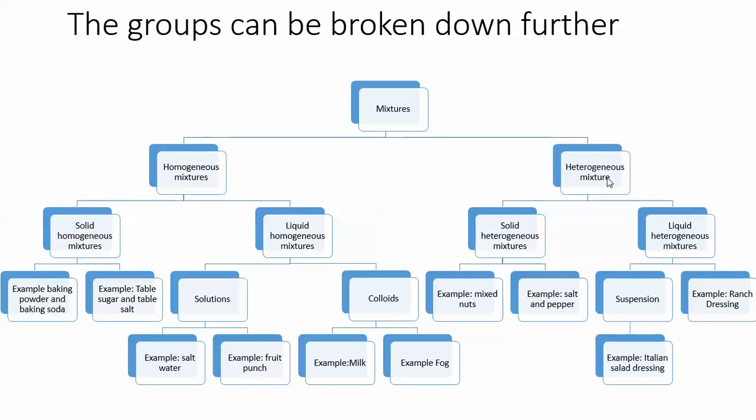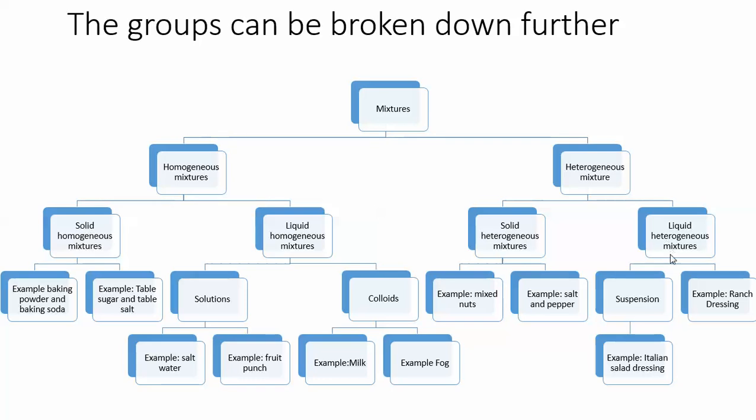Heterogeneous mixtures, we can do the same thing. Solid heterogeneous mixtures would be examples like mixed nuts or trail mix, salt and pepper. Things that are solids mixed together, two or more substances mixed together, that I can actually determine one part from another easily.